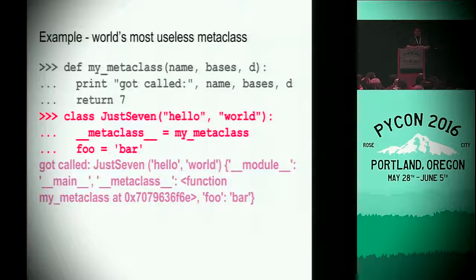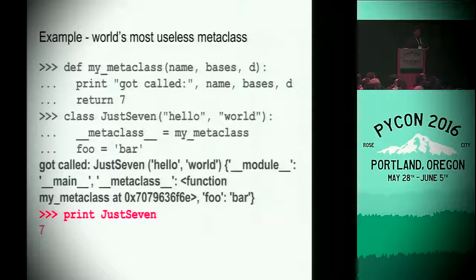So everything from our class statement, rather than being made into a class on its own, were passed to the metaclass we specified. And so since we returned 7, just7, instead of getting assigned to a class, got assigned 7. And so that's the level of flexibility that metaclasses have. They just allow the class block to be another way of calling a callable.